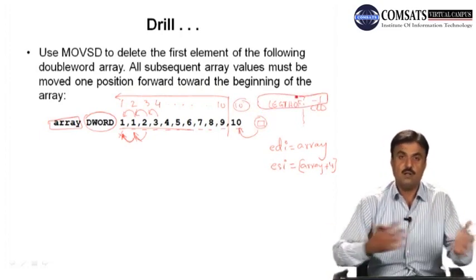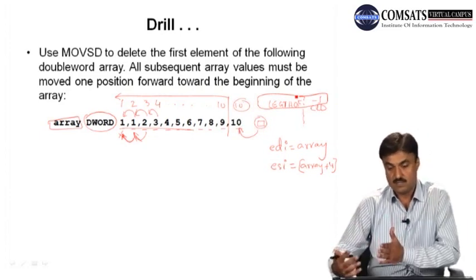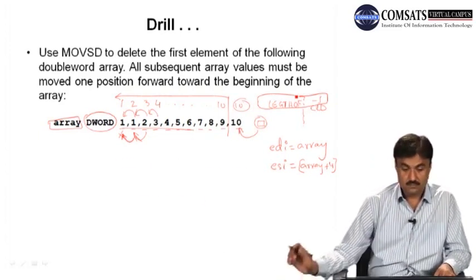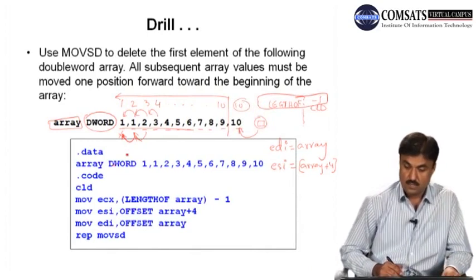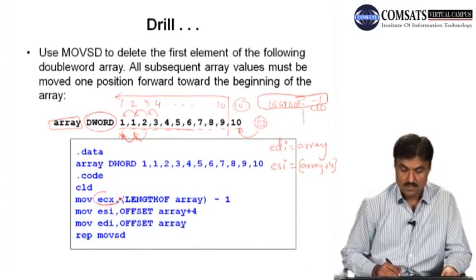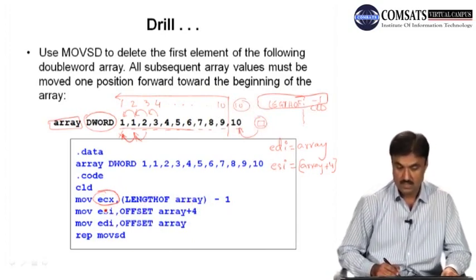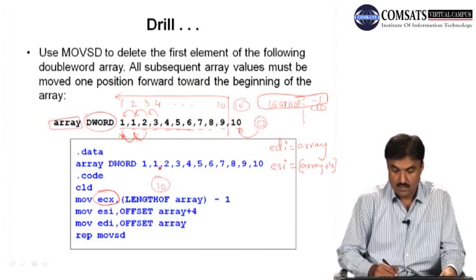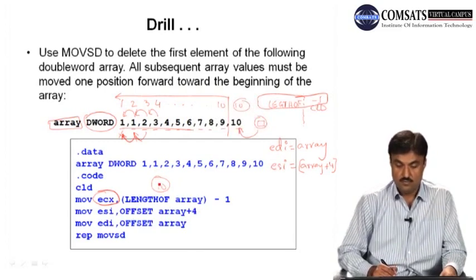So actually we are moving all these values from the second element to the 10th element, and so on. So there are a total of 11 elements. So it means we have to move all these elements. So this is the example. So here, as I told you, ECX has the counter, so length of array minus 1. So ECX is assigned the value here. So it will be 10, for example, because there are a total of 11 elements. So now we are going to move 1 less than the total length into ECX.